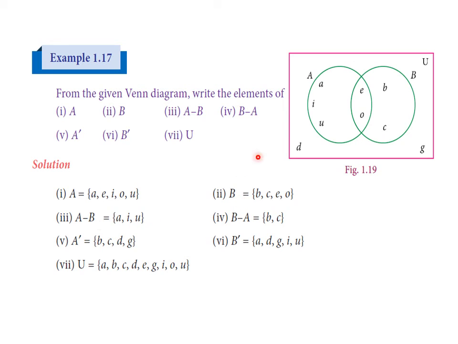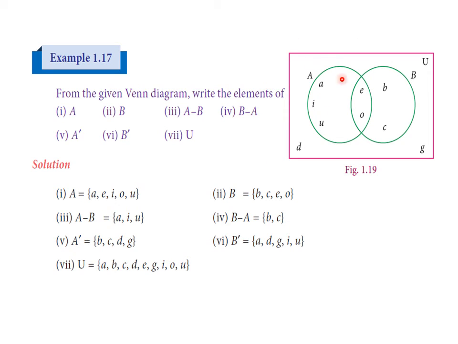Next, A minus B. So leave this full B. So A, I, U only will come. So B minus A. So leave A. So the two elements B and C only lying in B. So B minus A will be B, C.